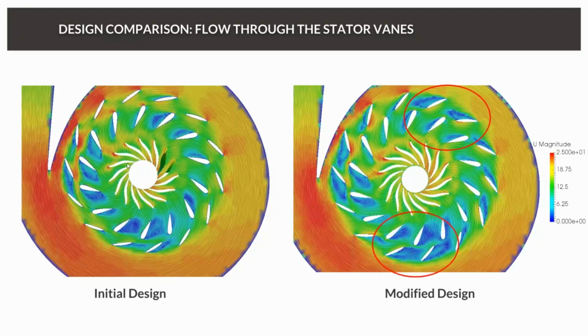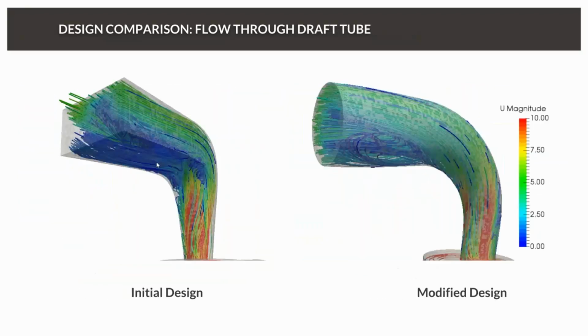I would say the same for the draft tube. If I find the draft tube, again we can see there's recirculation here, and a lot of the flow shoots up to the top and past the low flow that we have here. And that is how we would start to decide on how to optimize the design.